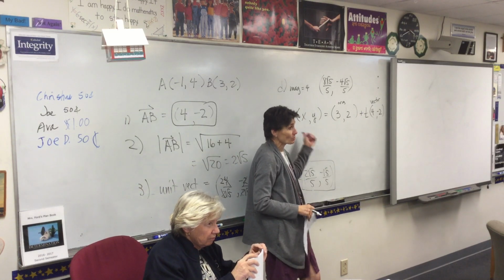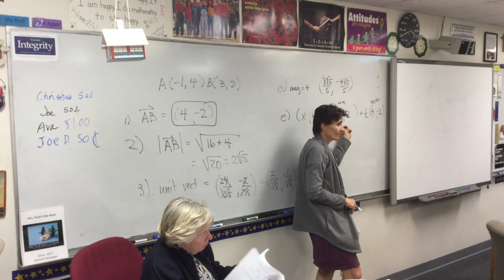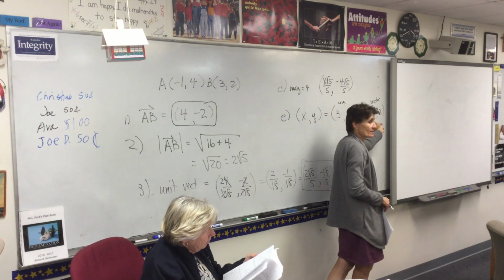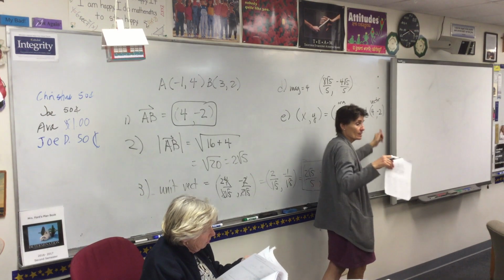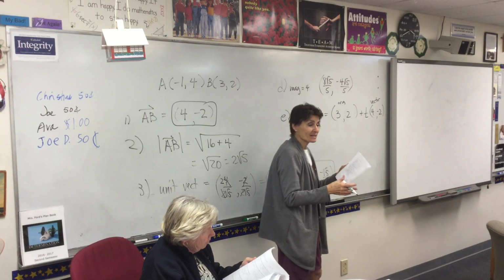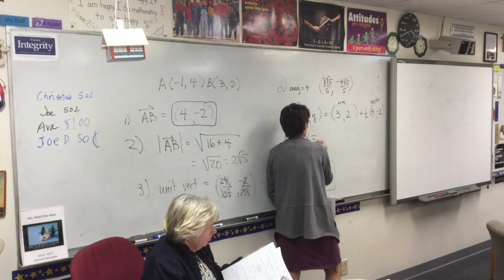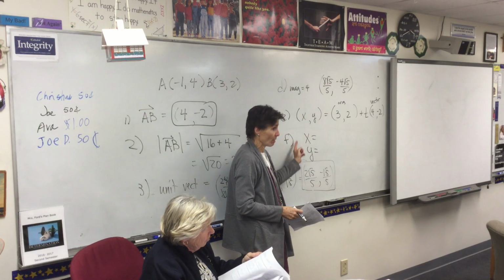So what goes in the first parentheses? X, Y. What goes in this one? Original point. Either one. What goes in this one? The vector that you figured out. And then the last question is, what are the parametric equations? Which is when you take this thing and break it up.